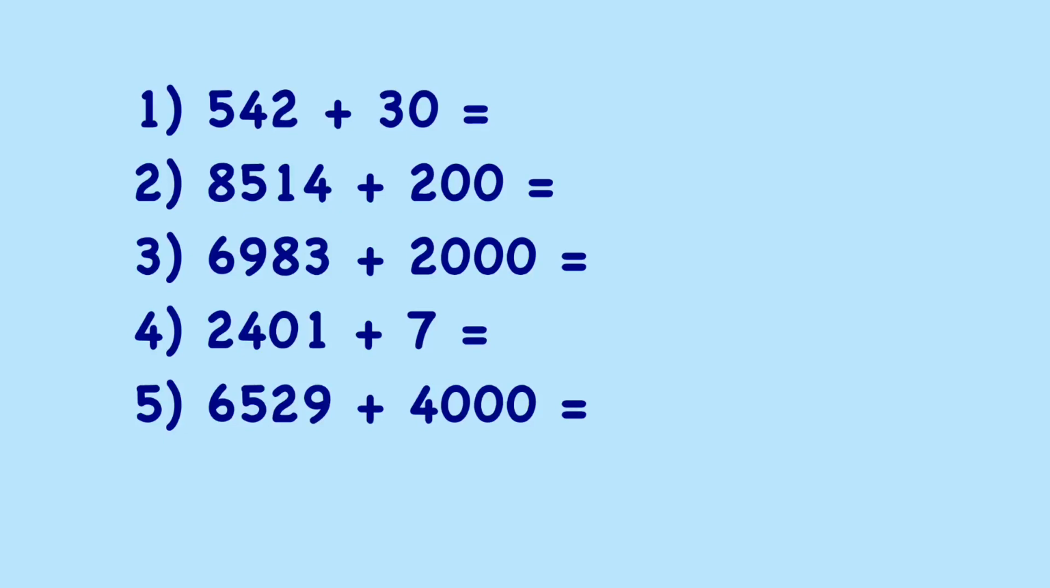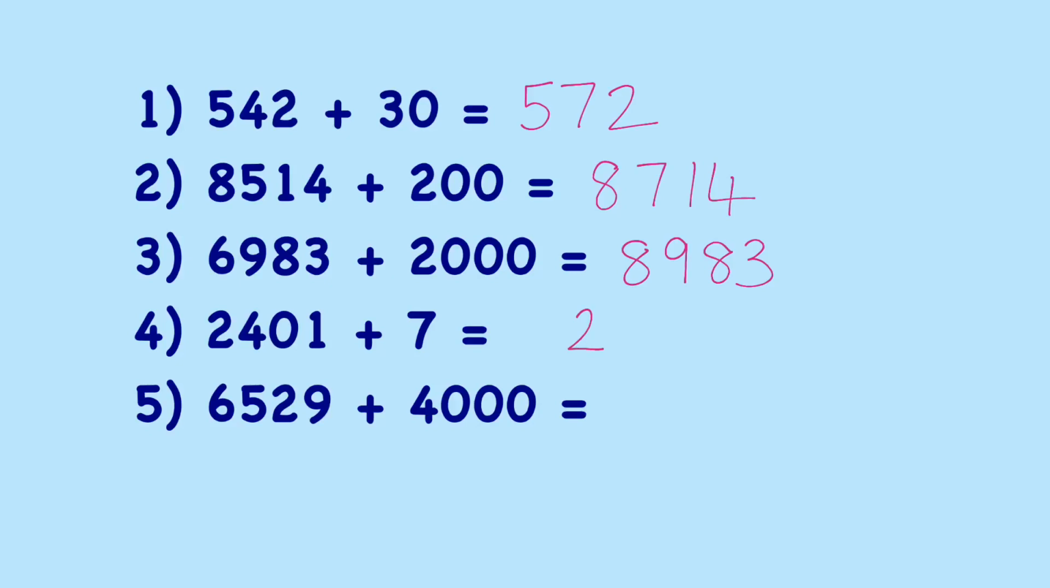Let's go through the answers. So question number 1 is 572. Question number 2, 8,714. Question number 3, 8,983. Question number 4, 2,408. And the last question is a little trickier.